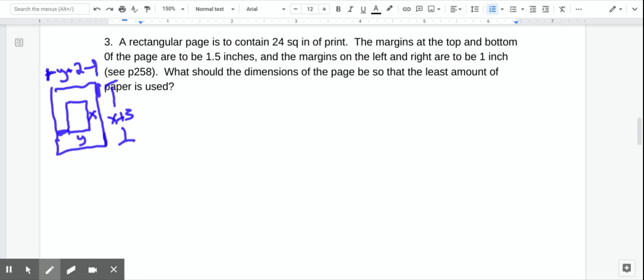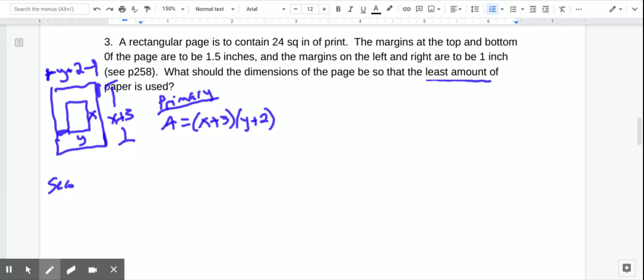Okay, and we want to use the least amount of paper. So our primary equation that we are trying to minimize is the area of the paper. So our area is that entire part, X plus 3, Y plus 2. All right, now that has 2 separate variables in it. So our secondary equation is this 24 square inches of print. This part in the middle with the text is X times Y equals 24.